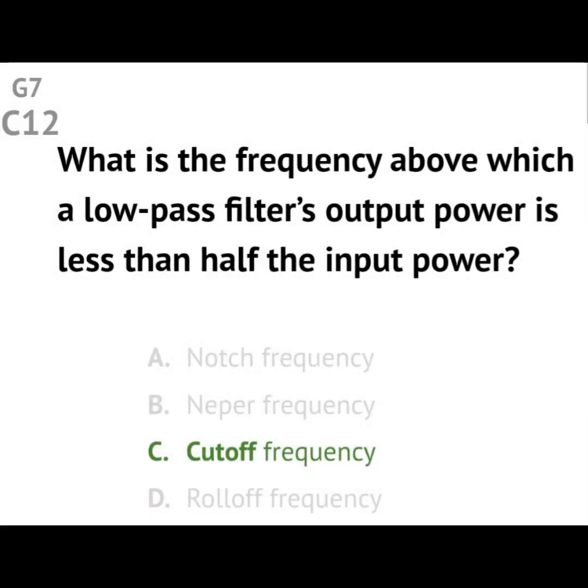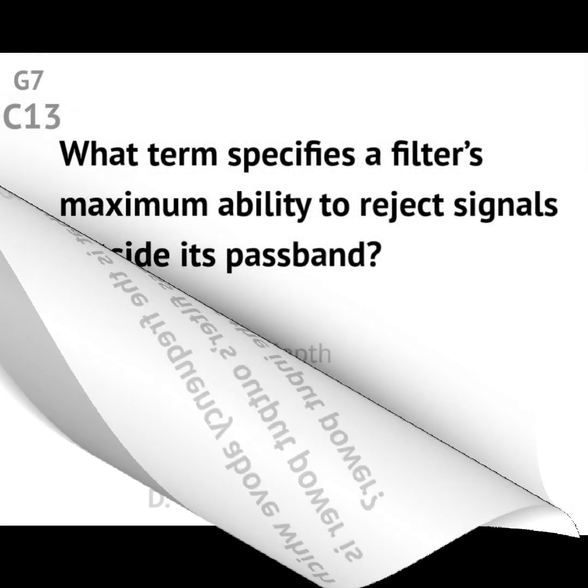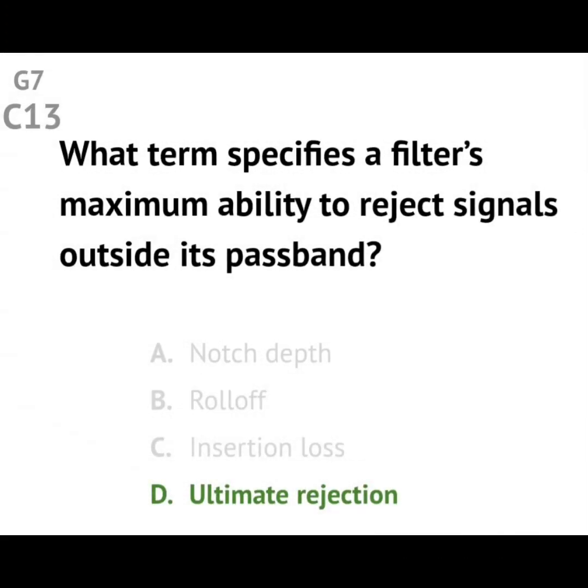Question G7C12. What is the frequency above which a low-pass filter's output power is less than half the input power? Answer: cut-off frequency. Question G7C13. What term specifies a filter's maximum ability to reject signals outside its passband? Answer: ultimate rejection.